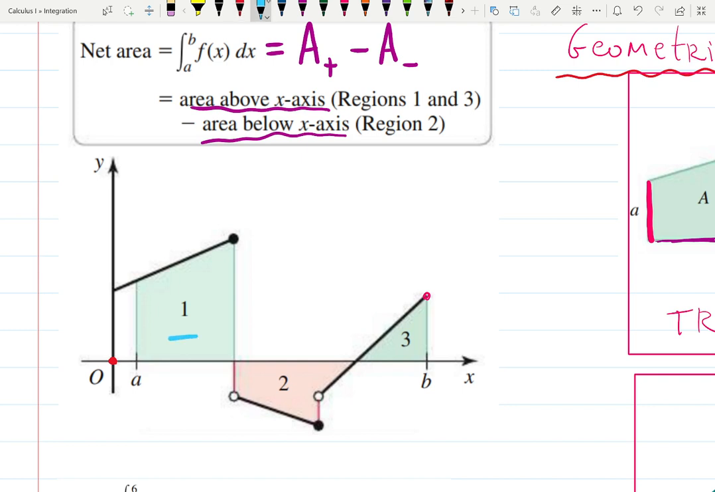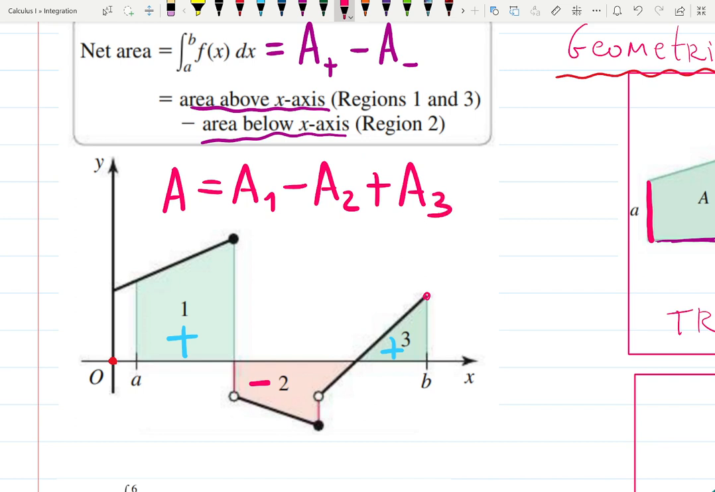So area number 1 is positive. Area number 3 is positive because it's above the x-axis. Area number 2 is negative. So total area will be area 1 minus area 2 plus area 3, like so. And as you can see, this function is not continuous. And that's what's interesting here. The function has a jump, and one more jump over here, and even a hole. Oh, actually, it's filled in, it's fine. But it's a finite number of jumps, so the area still exists.